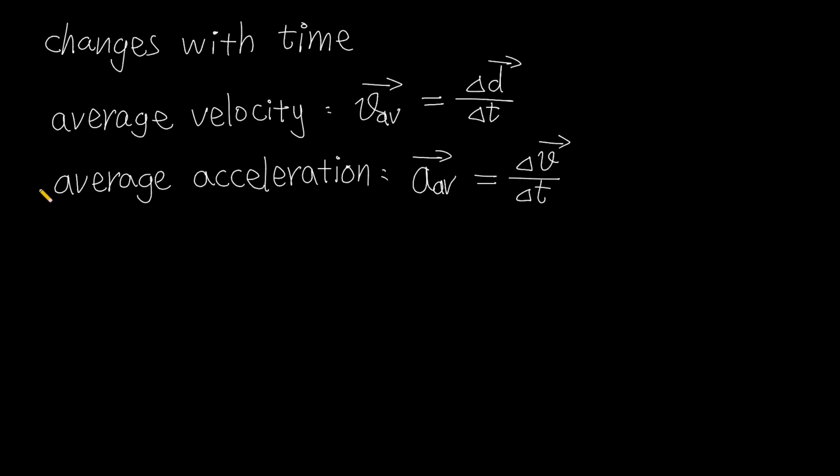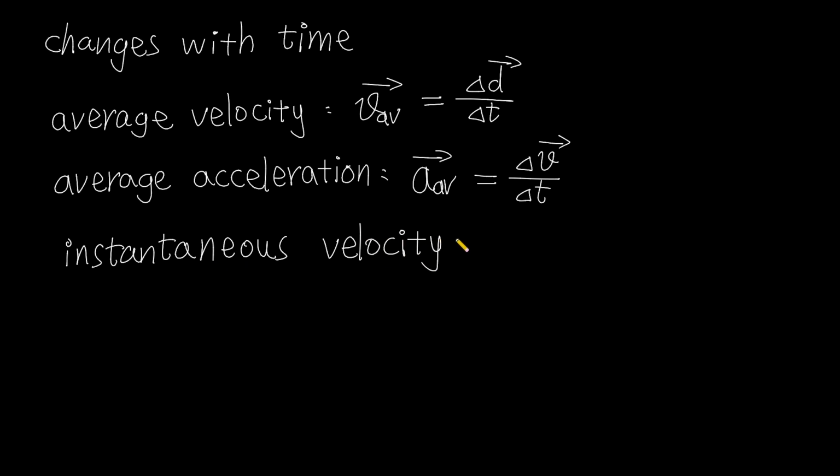And we know that there is instantaneous velocity, and we use this symbol to represent instantaneous velocity. And because the instantaneous velocity is much more useful than the average velocity, normally if we do not specify when we talk about velocity, we are talking about instantaneous velocity.